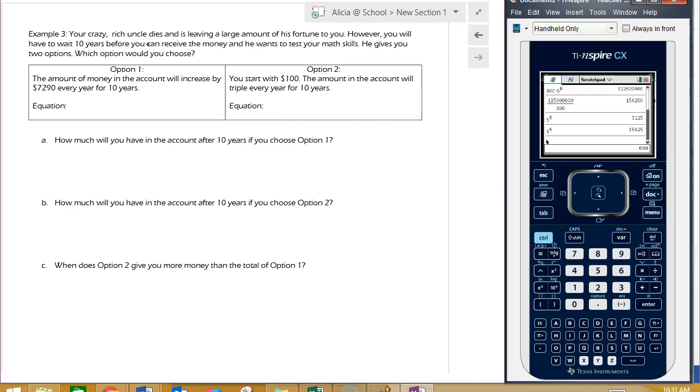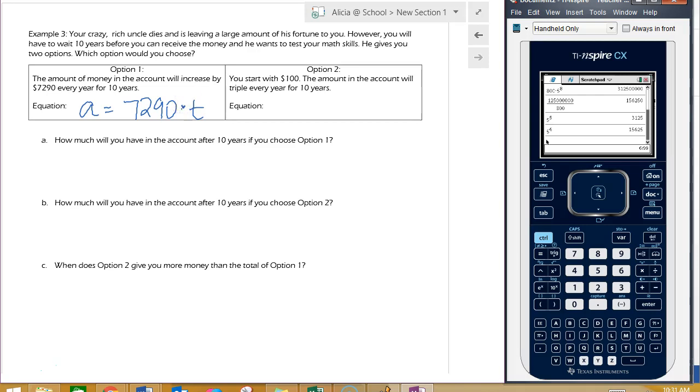Well, first option says the amount of money in the account will increase by 7,290 every year for 10 years. So our equation would look something like, well, we need a variable here. And then if we're getting 7,290 every year, that's just going to be times T. Right? However, my years, it's increasing only by that 7,290.